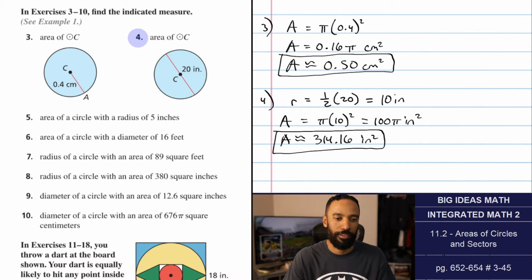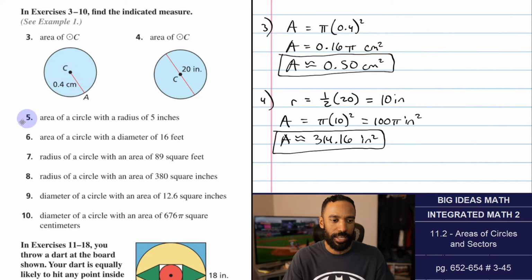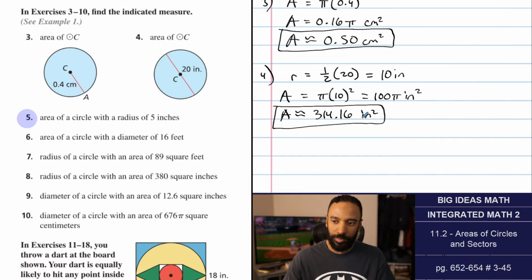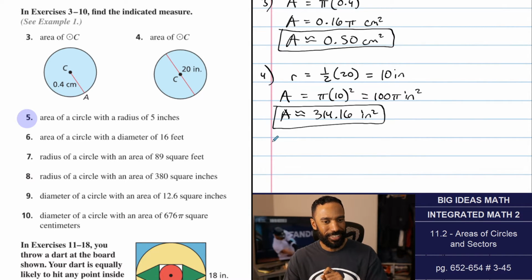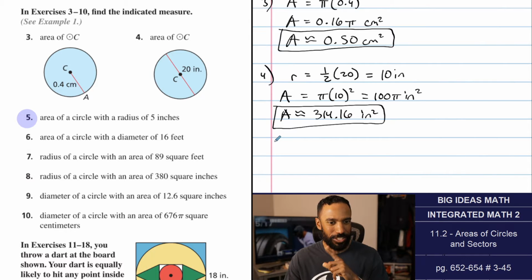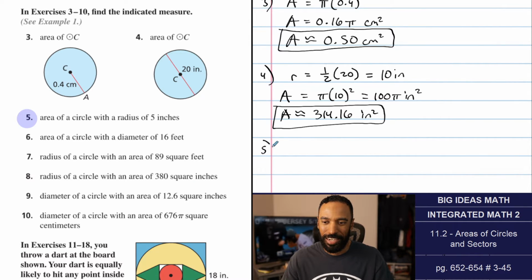Okay, let's go to number 5, etc. These do not have diagrams. We want to find the area of a circle with a radius of 5 inches. Should be a quarter of this. No, it should not. Yes, it should. Wait. Yes, it should. Anyway, number 5.